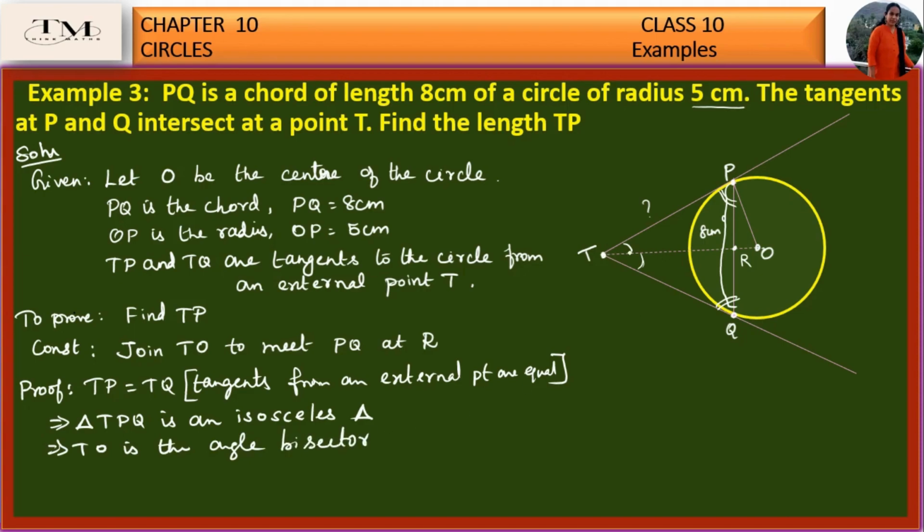If TO is the angle bisector, then TO will be perpendicular to this chord. TO will be perpendicular to PQ. So this angle will be 90 degrees. Okay. So angle TRP will be 90 degrees. So this angle will be 90 degrees.